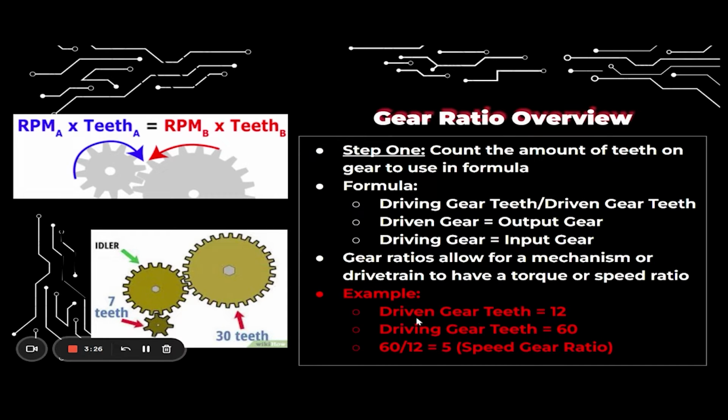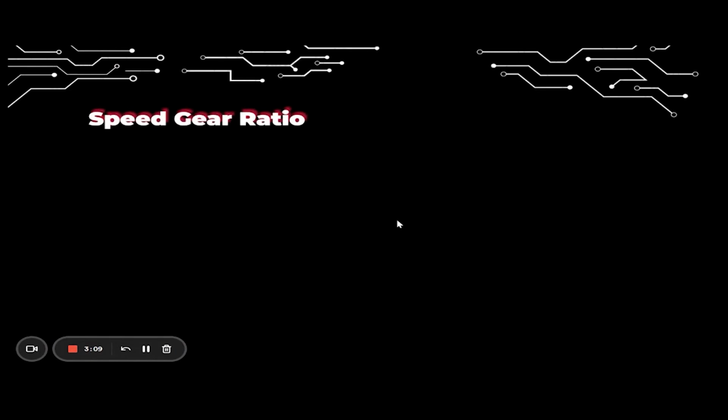Your driven gear teeth inside of this example is going to be 12, and your driving gear teeth is going to be 60. So going back to the formula of driving gear divided by driven gear, 60 divided by 12 is going to be 5, which is a speed gear ratio. So let's now get into what a speed gear ratio is.